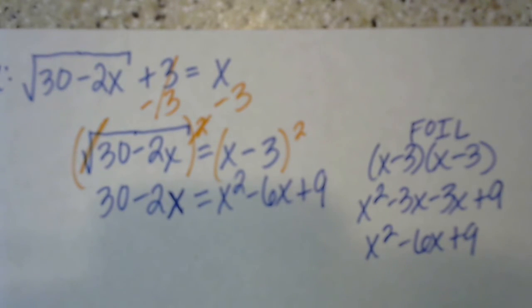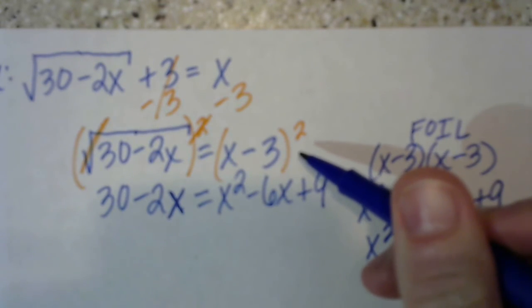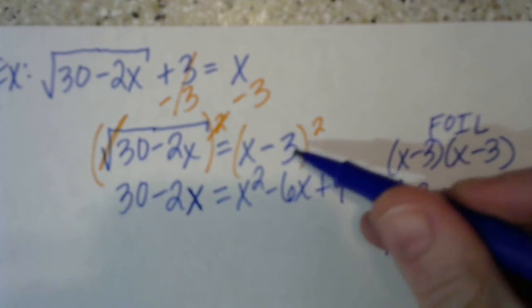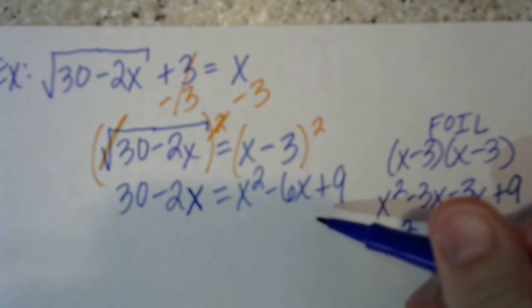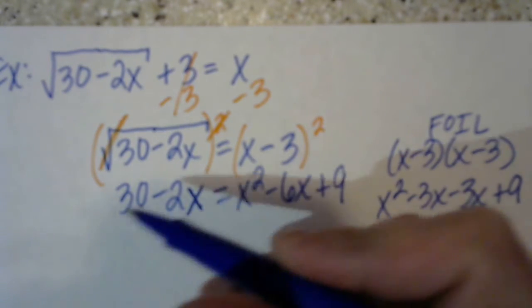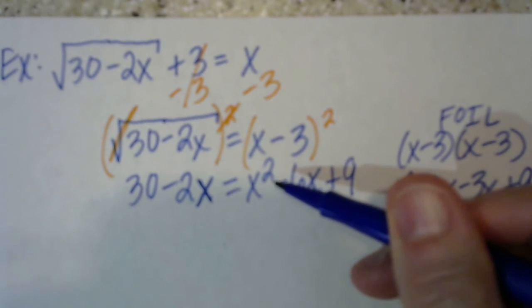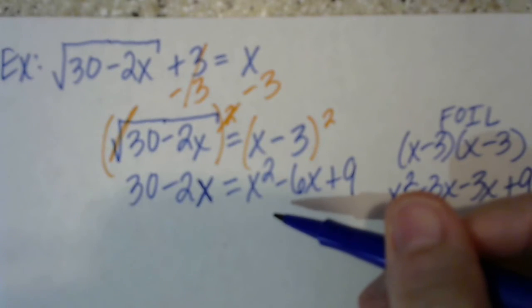Okay? So that's really the biggest difference. Whenever you've got to move a term and get the radical by itself, you're going to have this possibility of foiling on one side. Once you get through with that, you've got an equation that's got an exponent in it, a square. So I know I've got to move things over and set it equal to 0.